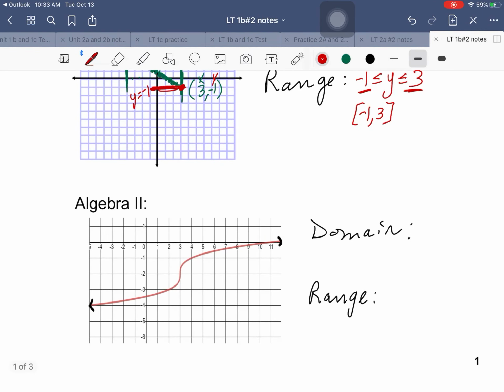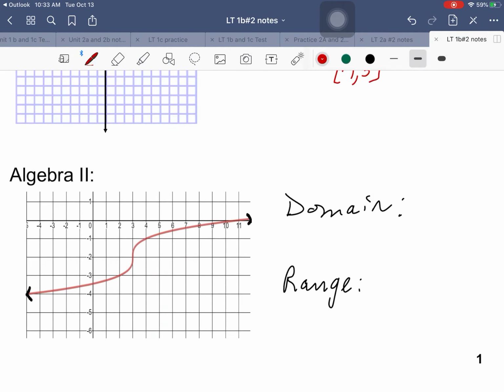Now in Algebra 2, we're going further. Now we don't have endpoints necessarily on a graph. So now we have to think outside of what we see. So domain is still left to right. So that's x values. So you're thinking, how far left will the graph go? Well, that'll keep continuing left forever. And how far right will it go?